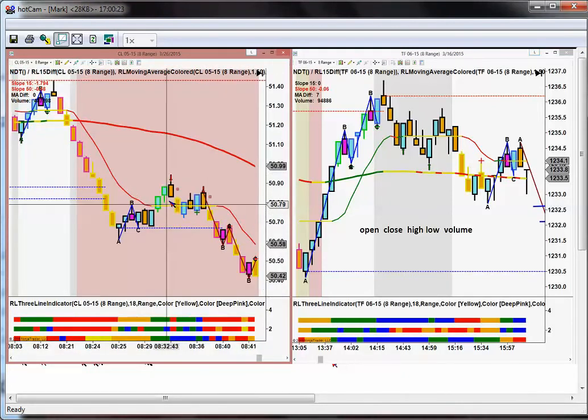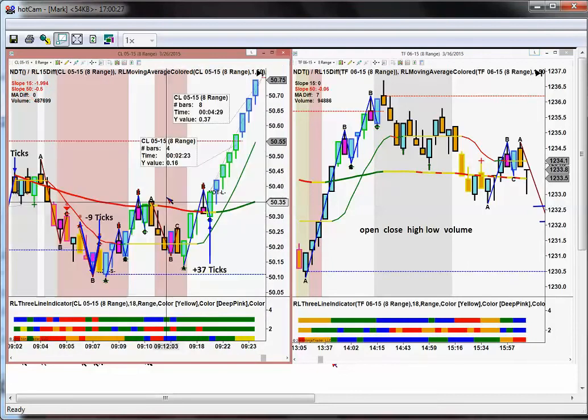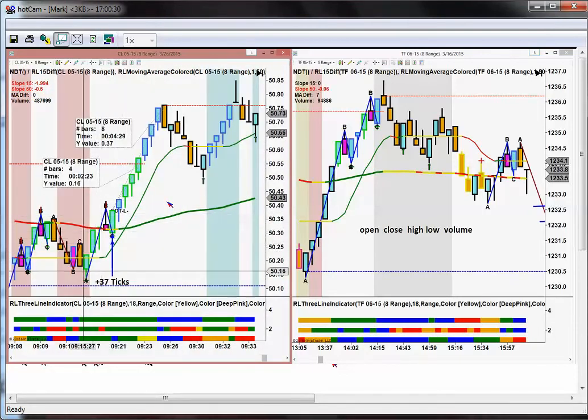Let me see if I have any more here. I have a bunch on the Russell chart that I wanted to go over with you. This is a 37-tick move, and I think I took it today. Here's the move up.